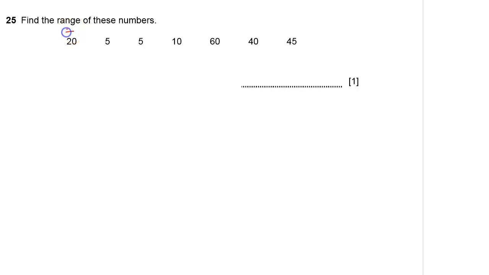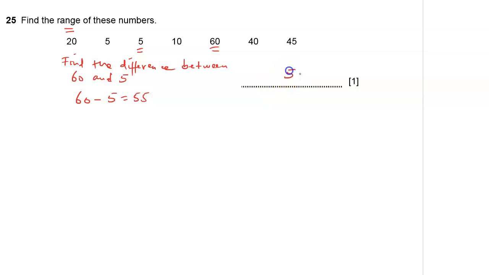Number 25. Find the range of these numbers. Range is the difference between the largest and the smallest number. So you identify the largest number. The largest number here is 60, and the smallest number is 5. So we find the difference between 60 and 5, the largest and the smallest. Therefore, 60 minus 5 will give us 55. So the range is 55.